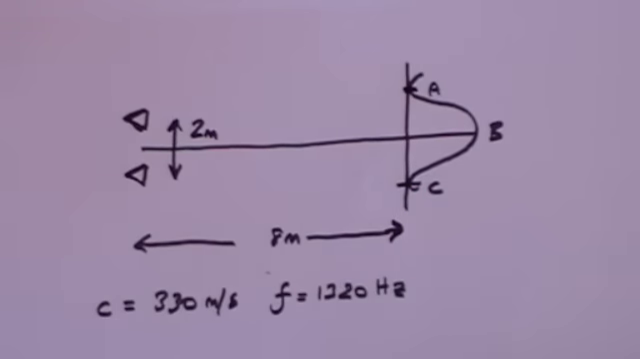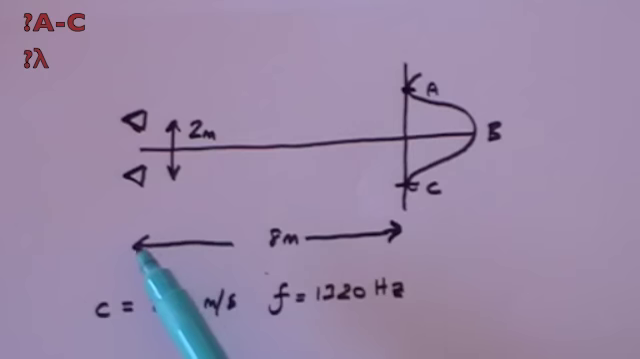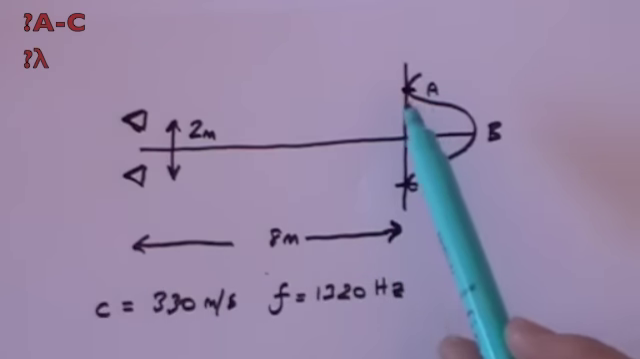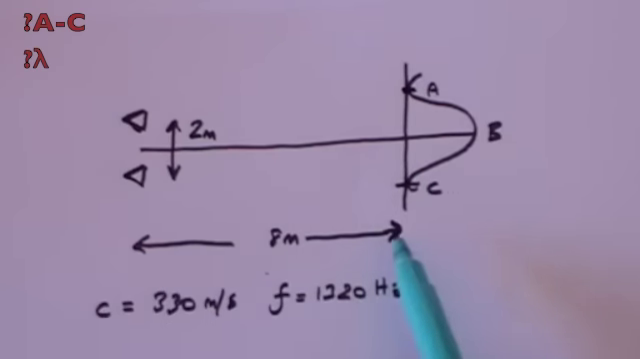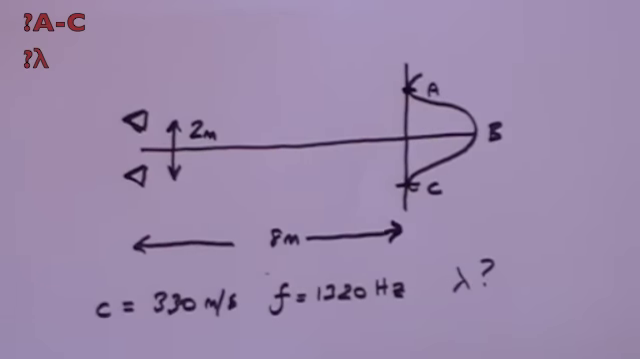And what we're asked to identify is what is the distance from A to C if the separation of the speakers is 2 meters, the distance between the speakers and, as it were, the screen or the line on which the man is walking is 8 meters, the speed of sound is 330 meters per second, and the frequency of the sound we're using is 1320 hertz. And we're also asked to identify what is the wavelength of the sound.